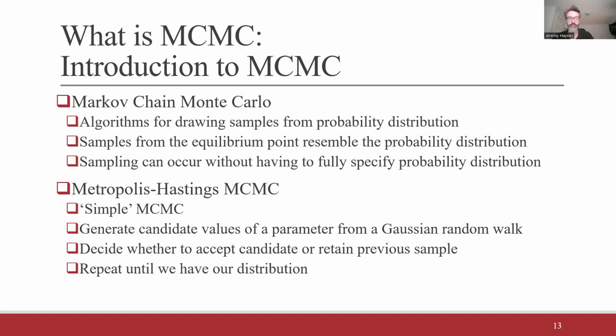So as we generate candidate values using this random walk, we're going to decide whether we want to accept that candidate value or retain the previous sample that we've drawn. So we can accept our candidate or reject it. When we reject it, we're going to retain the sample that we had before. And then we're going to repeat this until we have our full posterior distribution.